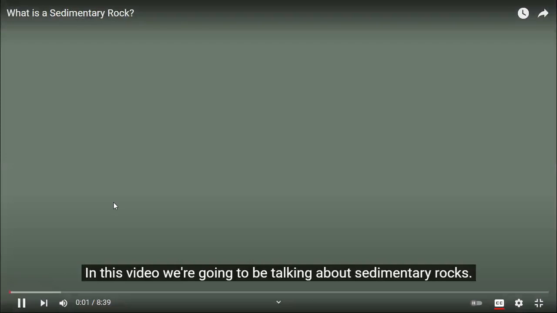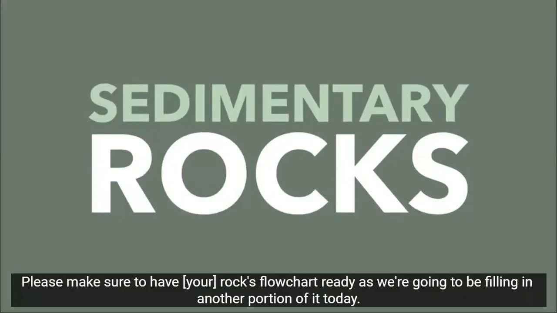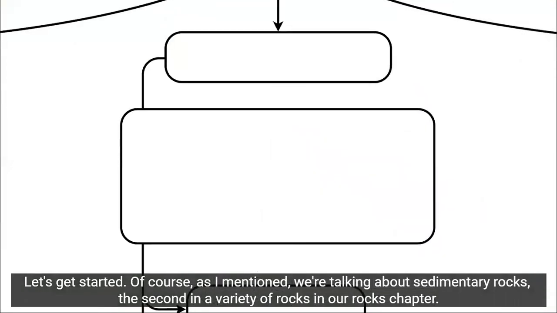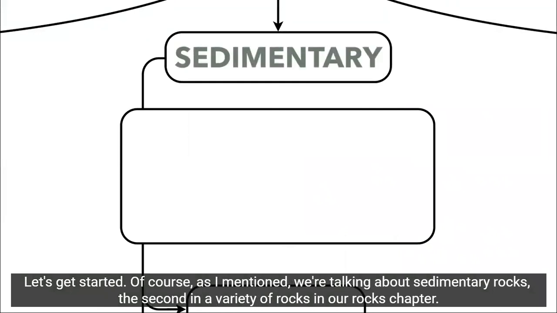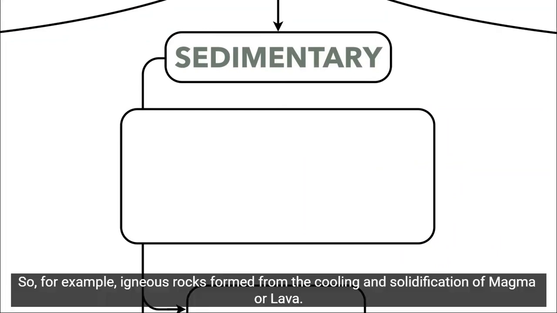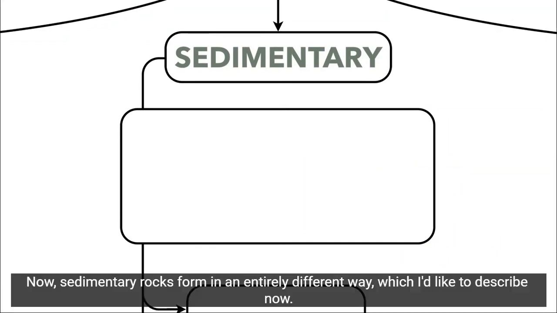In this video, we're going to be talking about sedimentary rocks. Please make sure to have your rocks flowchart ready, as we're going to be filling in another portion of it today. Let's get started. Of course, as I mentioned, we're talking about sedimentary rocks, the second variety of rocks in our rocks chapter. Please recall that rocks are classified according to the way in which they formed. So, for example, igneous rocks form from the cooling and solidification of magma or lava. Now, sedimentary rocks form in an entirely different way, which I'd like to describe now.